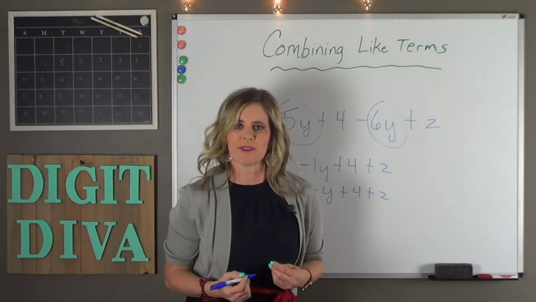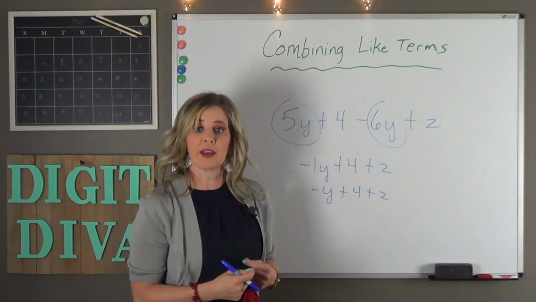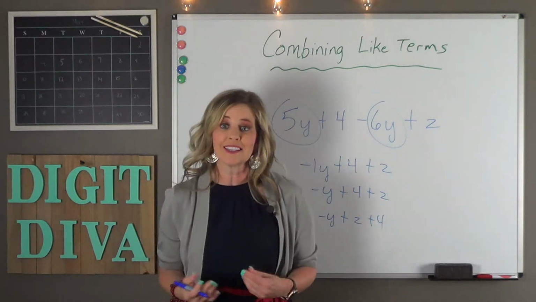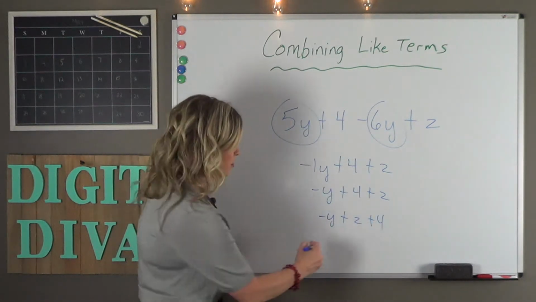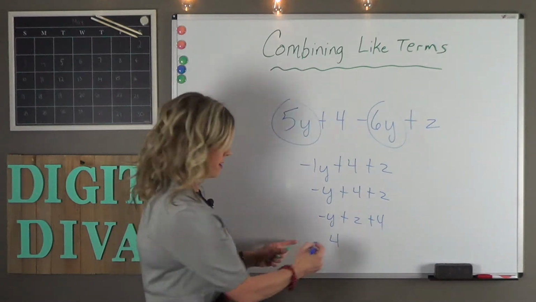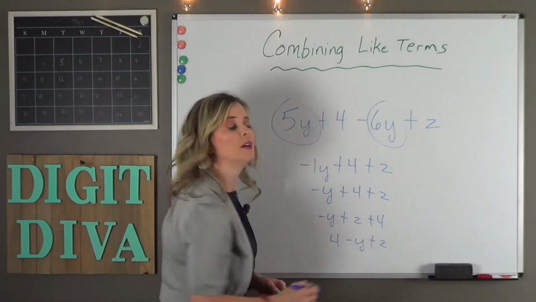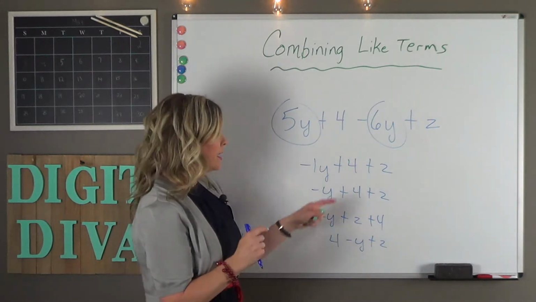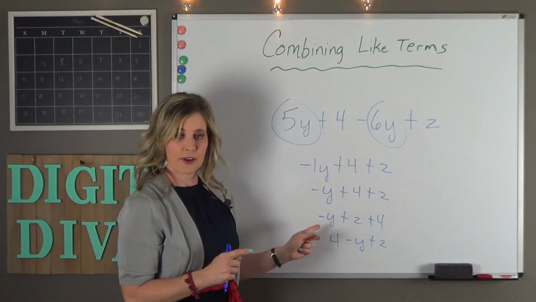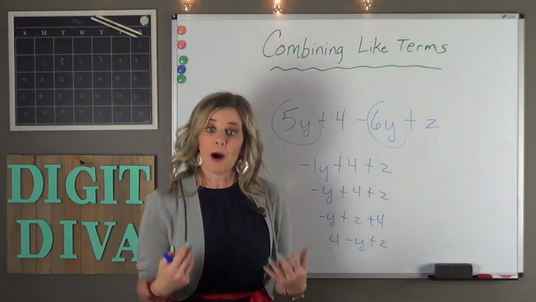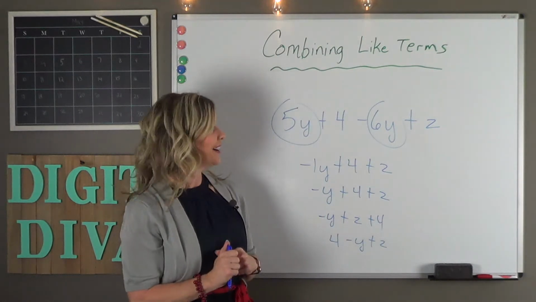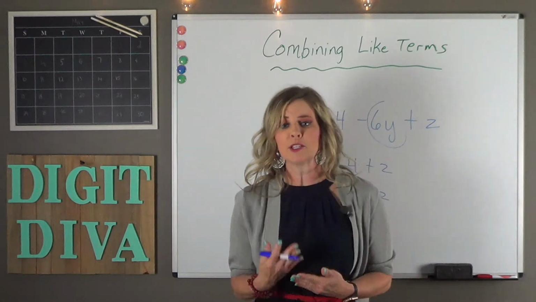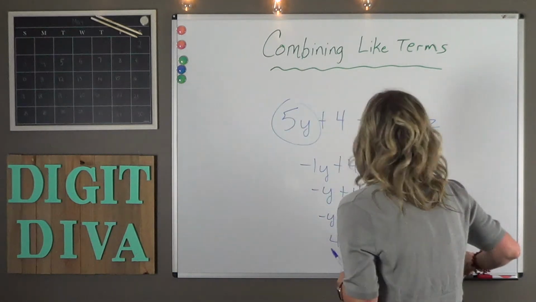And I want to show you something. We can flip these terms around. Negative y plus z plus 4. That says the same thing. If I wanted, I could bring the 4 up front and say 4 minus y plus z. So you can manipulate the terms in your expression, but make sure if it's a negative y, it has a minus sign in front of it. If it's a plus z, it is a positive z when you change it around. Okay? So the hint that I want to give you is when you see like terms, let's put a shape around them. Okay? Let's practice some more.